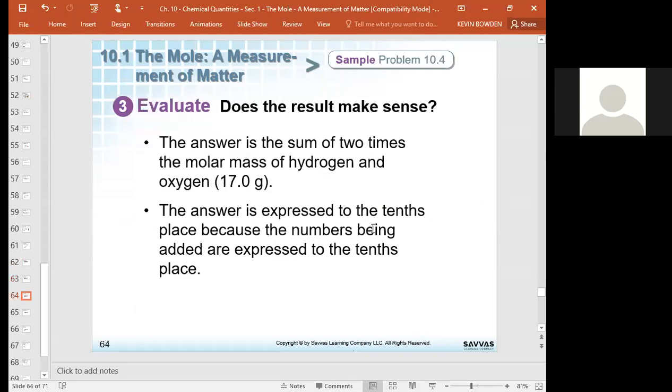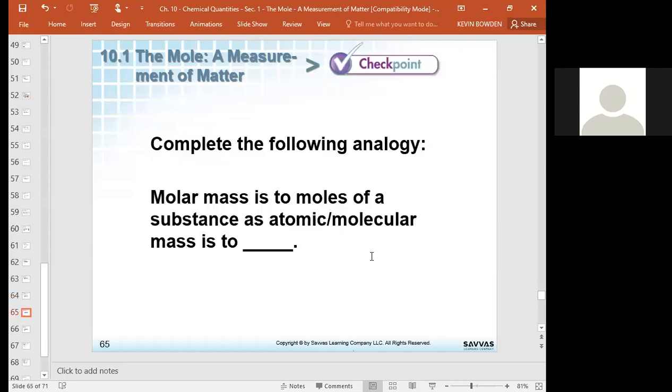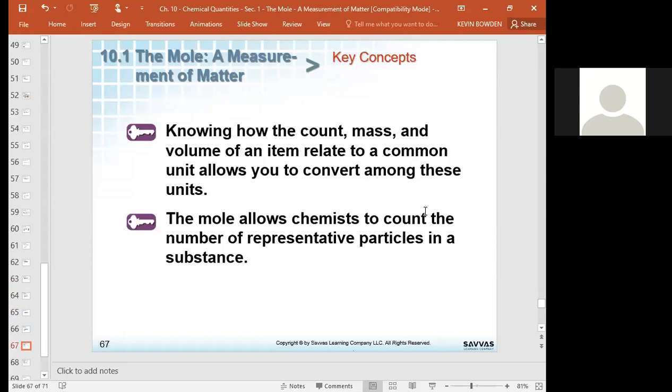All right, so does it make sense? Yeah, it's about twice that. So there you go. Molar mass is to moles of a substance as atomic molecular mass is to atomic mass. So moles, again, is just a number. A dozen eggs is just like 12 eggs. That's what it's saying. All right, and that ends our section 1.